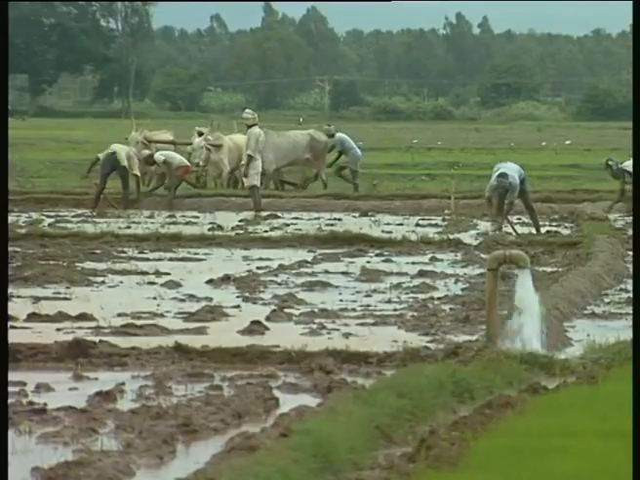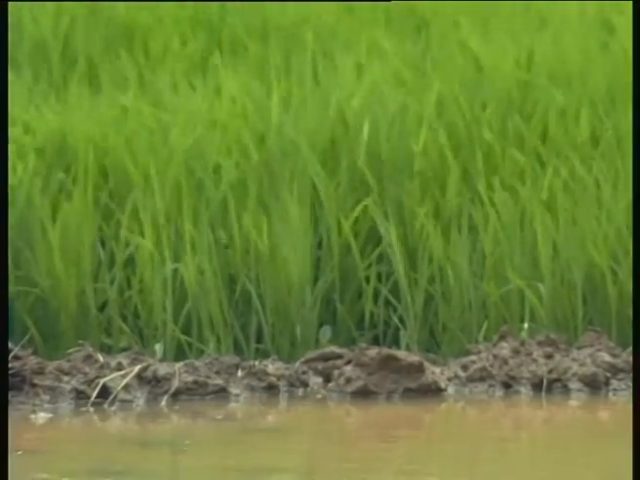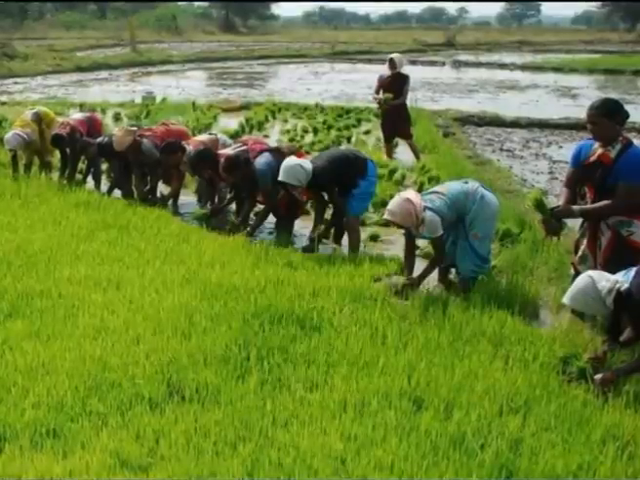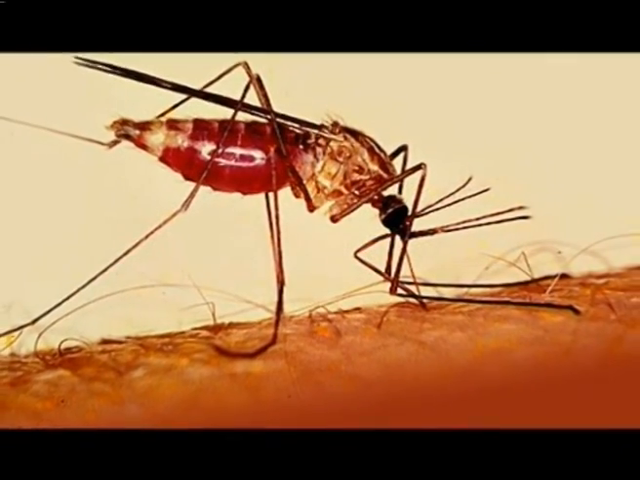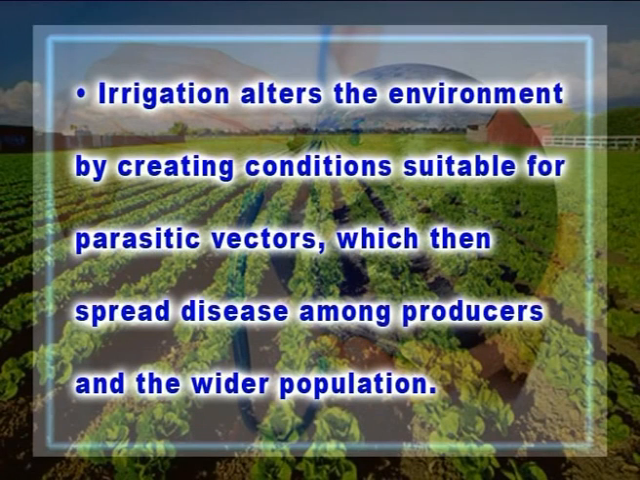A notable case is the link between irrigated agriculture systems and water associated vector-borne diseases such as malaria. Irrigation alters the environment by creating conditions suitable for parasitic vectors which then spread diseases among producers and the wider population. The example shows the importance of assessing the impact of the full range of linkages in a coordinated manner.